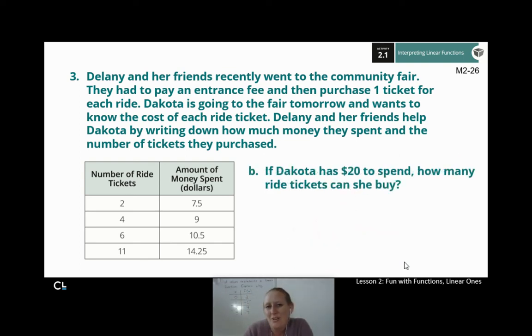So Dakota's got $20 to spend. How many ride tickets can she buy? Hit pause, write it down, figure it out. Hit play when you're ready to check your work.